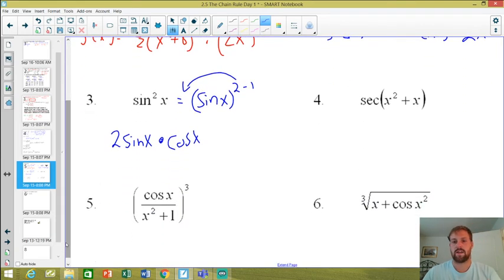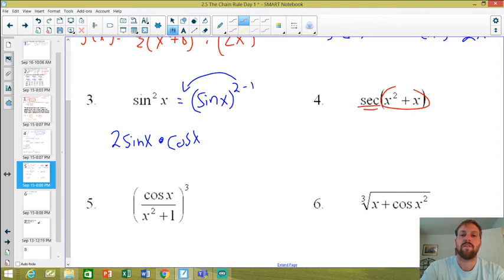All right, again, we got some funky mess going on inside of secant. So I'm going to take the derivative of the outside, leaving the inside untouched. The derivative of secant is secant tangent. So this is going to be secant, inside's untouched, tangent, inside's untouched.